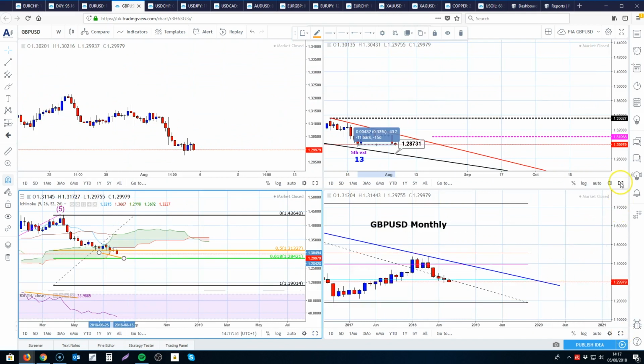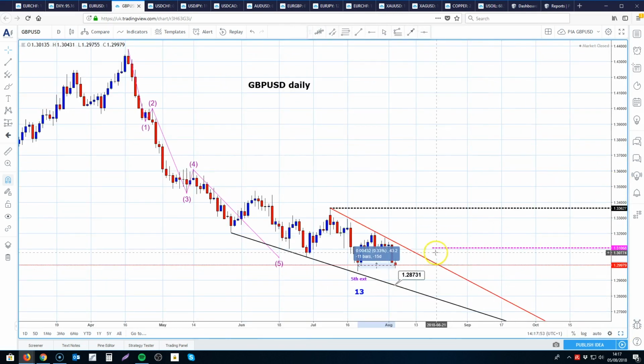To the upside, we've got that trendline resistance. We've got bespoke resistance at 131.05, so that's going to be quite formidable round there. And then if we do break there, then 133.62.